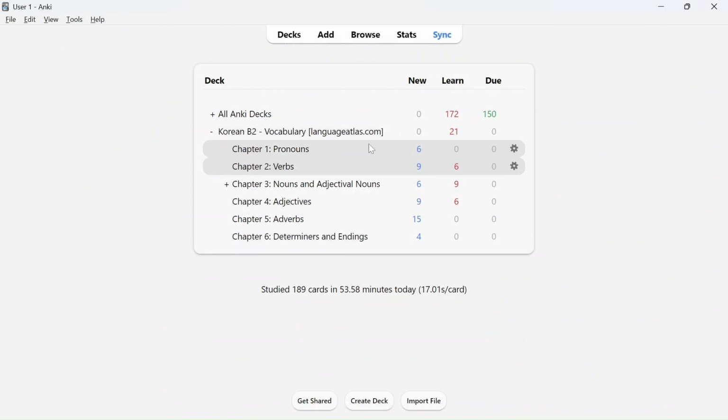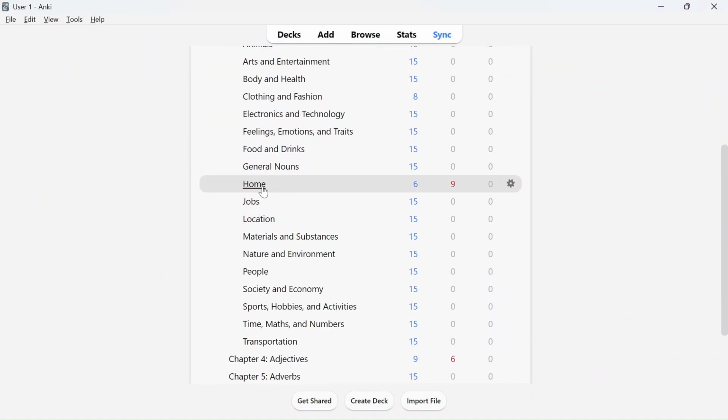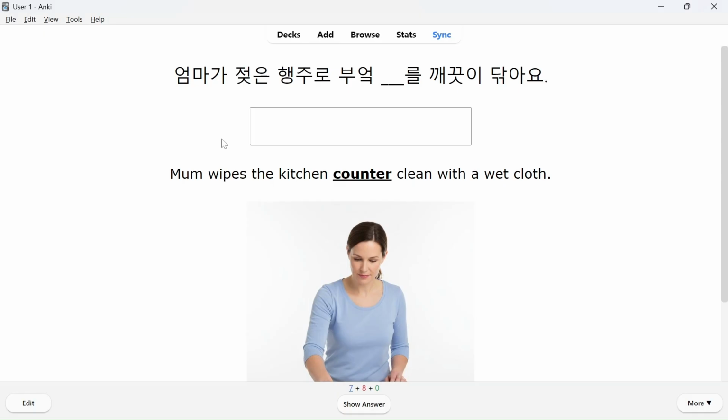So let's have a look. What does the second typing exercise look like? I'll click on the home again, and then I'll click on Study Now. So this is a card that we've already seen before. Mom wipes the kitchen counter clean with a wet cloth, where before we simply had to know what the Korean word for counter is. Now we actually have to spell it. We have to type the word. So the second card type really tests whether you can spell the word correctly.